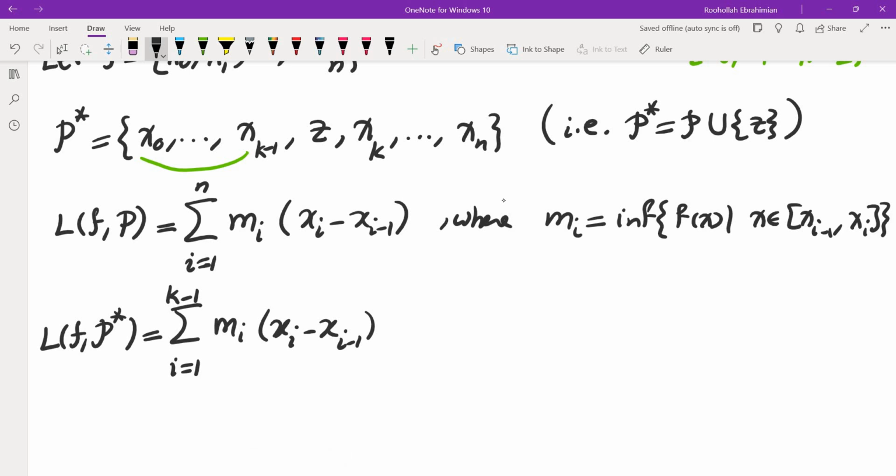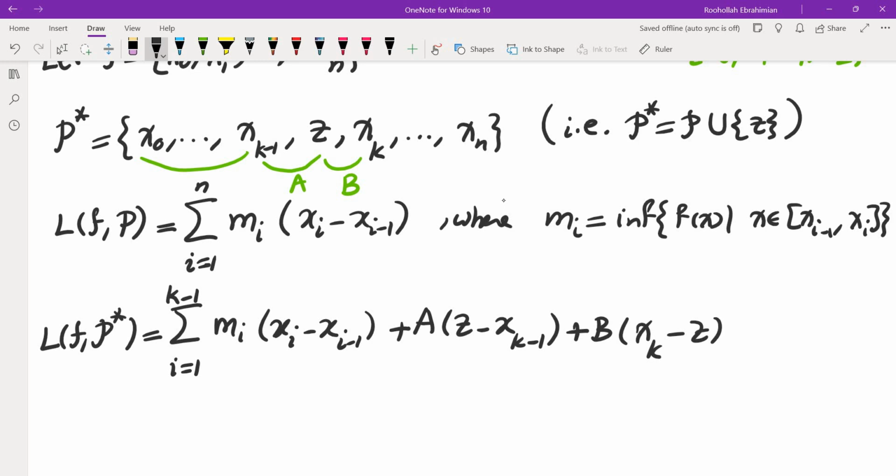Okay, so I have x0 to xk minus 1, then z, then xk. So the first portion from 1 to k minus 1 would be the same, plus, then I have to take the infimum over this interval and multiply that by z minus xk minus 1. Then I have to take the infimum over this one, I'm going to call that b. I will write down what b and a are.